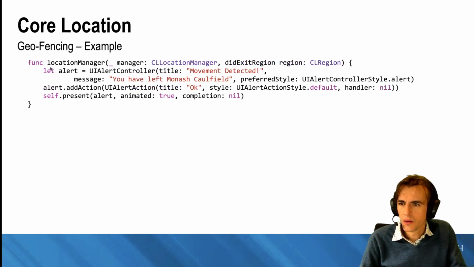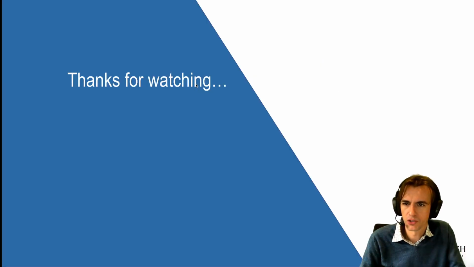Then via the delegate callback, we would get notified when this happened via the location manager did exit region, and it would give us the CLRegion that we'd exited. Then we could do something like show a UIAlertController and say you've left Monash Caulfield.